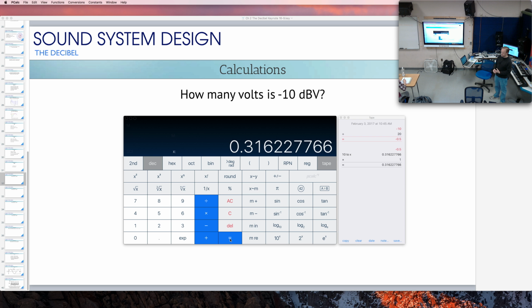Okay, 10, negative 10, divided by 20. Negative 10 divided by 20 should be negative 0.5. Okay, watch me do it. 10, negative 10, divided by 20, and I get negative 0.5. And then 10 to the x gives you 0.316 times the reference level of 1, and you get 0.316 volts.